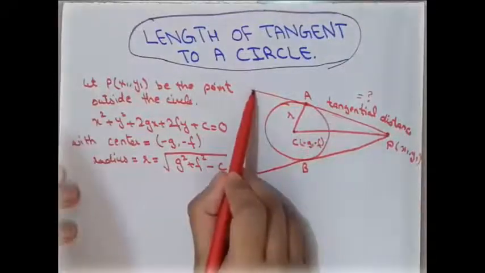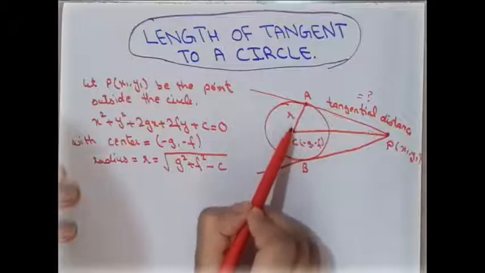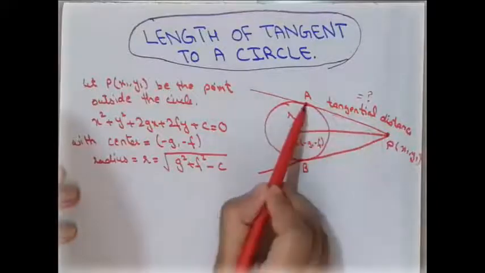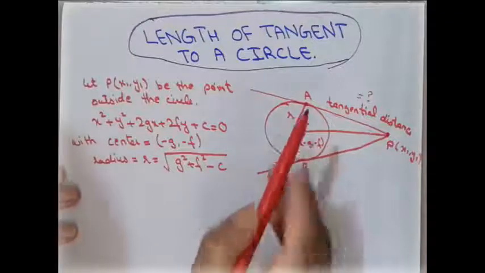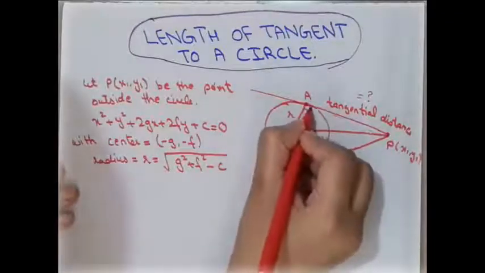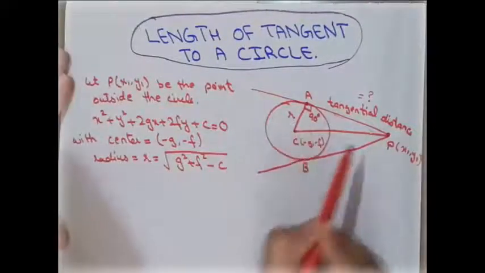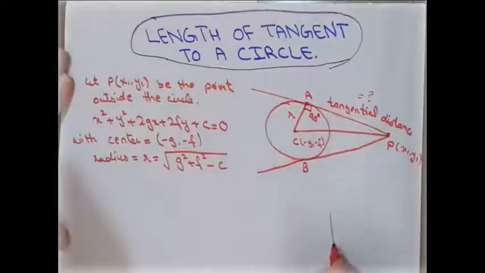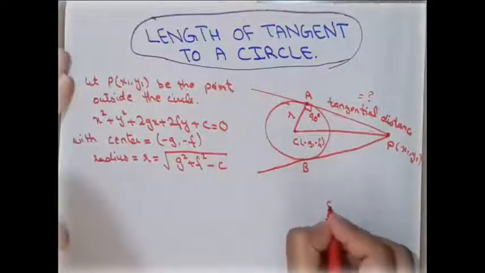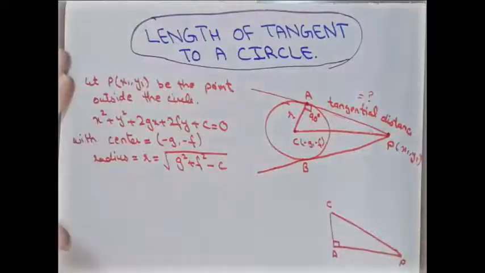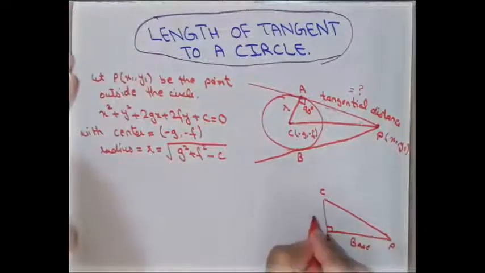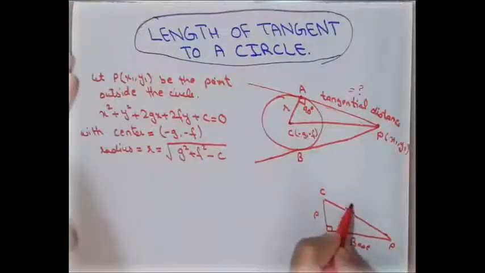The line which is perpendicular to the tangent is the normal. This line, which is a tangent line, and this normal line are perpendicular to each other, meaning the angle between them is 90 degrees. We have a right angle triangle. Just for clarification, this is the right angle that we found here, and here is point A, this is point C, and here is point P. This is the base, this is the perpendicular, and this is the hypotenuse.